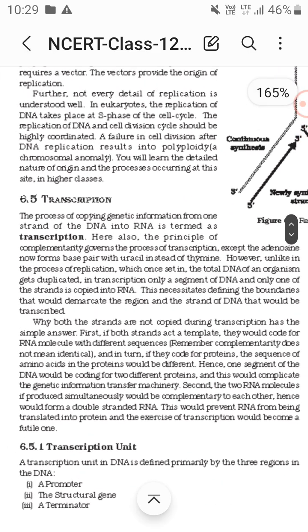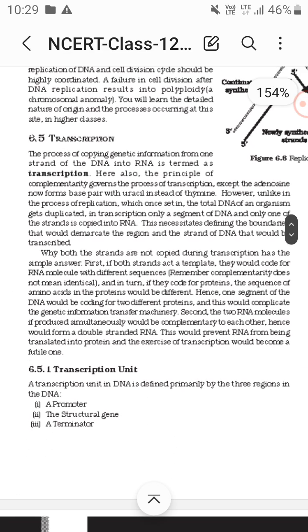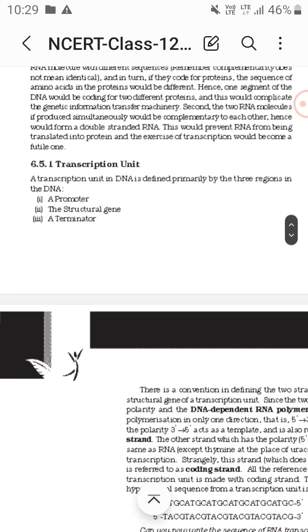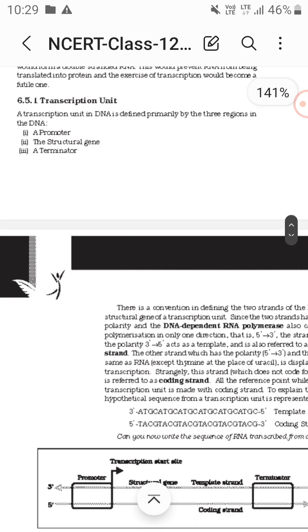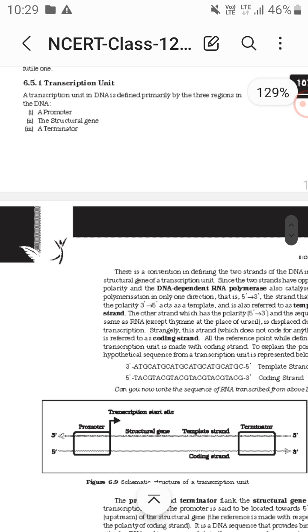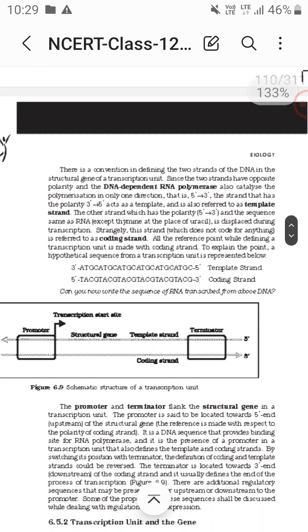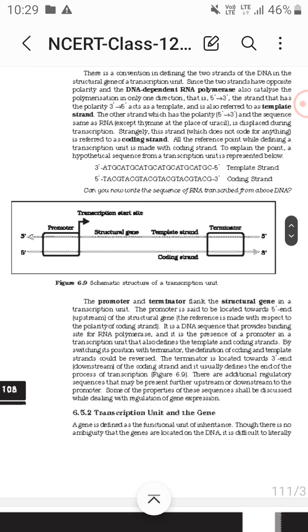Now transcription. What is transcription? The process of copying genetic information from one strand of the DNA, not both strands, into RNA is termed transcription. A transcription unit has a promoter, the structural gene, and a terminator. DNA-dependent RNA polymerase is the enzyme. There are two types of strand: the template strand and the coding strand.